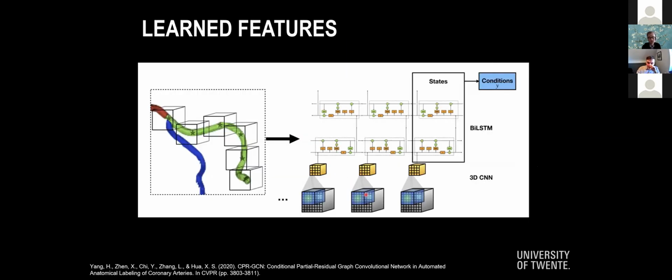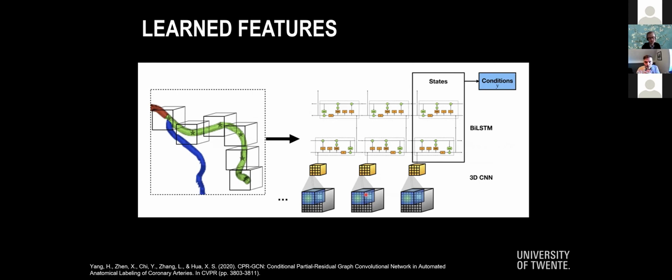Now, the potential of graph convolutional networks for vessel labeling has been picked up also by others. And this is a paper that appeared last year at CVPR, which follows a very similar approach using graph convolutional networks for labeling of each individual segment, but adds to that a layer of feature learning. So in addition to these handcrafted features that we use, it also uses a BiLSTM using 3D CNN feature extractors to obtain better representations maybe of these coronary artery segments in 3D space, also based on the imaging information.